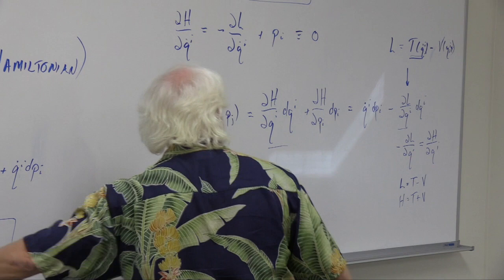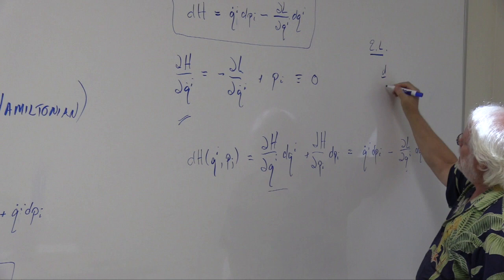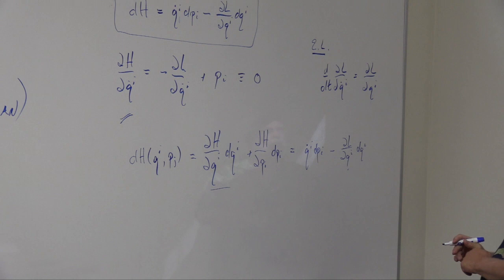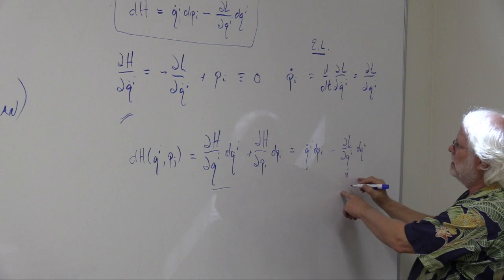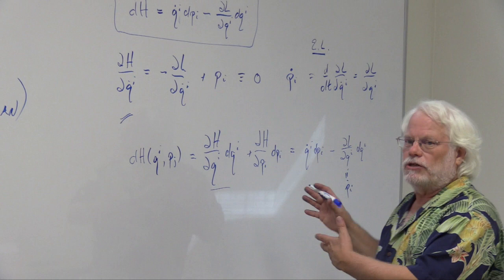This is often true, but it's more general than that. If you use the Euler-Lagrange equation, you see that d/dt of ∂L/∂q̇ is equal to ∂L/∂q. But d/dt of ∂L/∂q̇ is just the time derivative of the momentum. So ∂L/∂q is equal to p-dot by the equations of motion. So we're going to use the Euler-Lagrange equation of motion to find the Hamiltonian equations of motion. We can also get them by a variation.